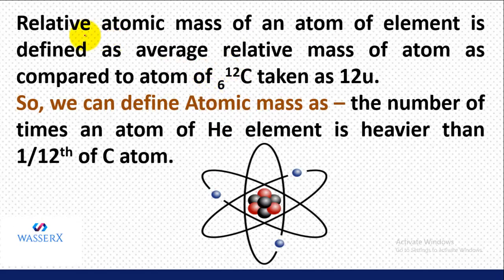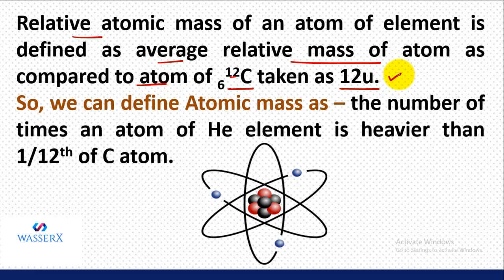Now, for relating the masses, we need a standard atom whose mass should be known. So the standard atom which was chosen was carbon 12, carbon with mass 12, which can be written as 12 AMU, or you can also say it as 12 mu. So how do you define the relative atomic mass? It is the average relative mass of an atom as compared to the atom of C12, whose mass is taken as 12 mu.